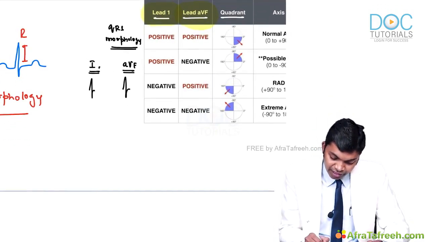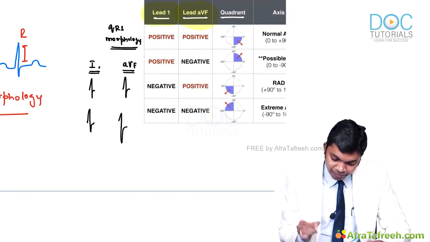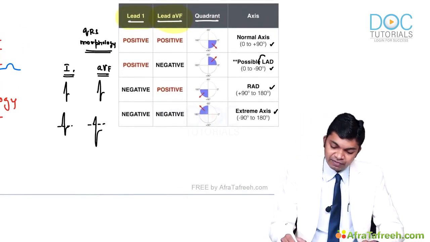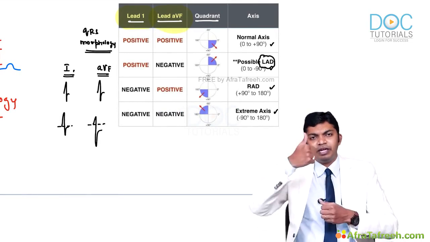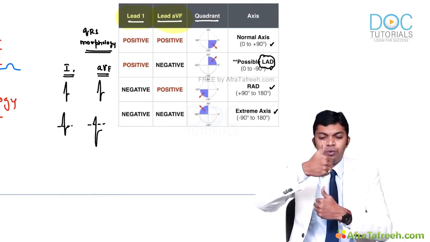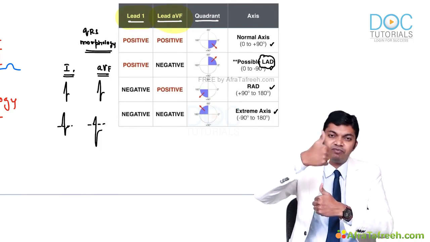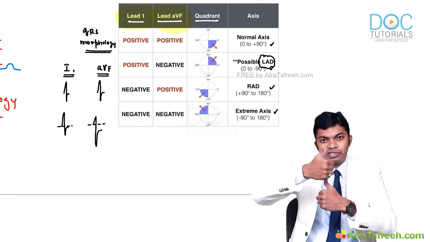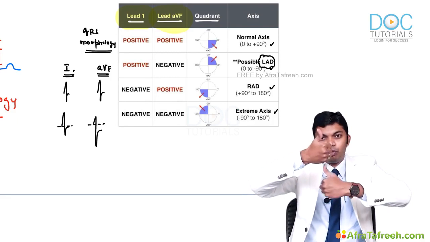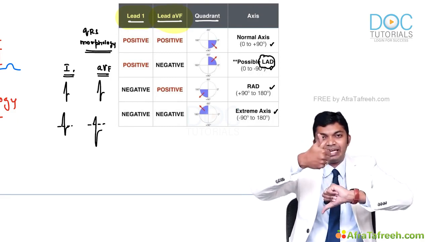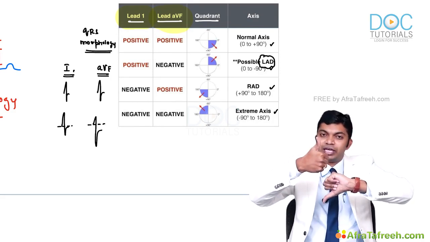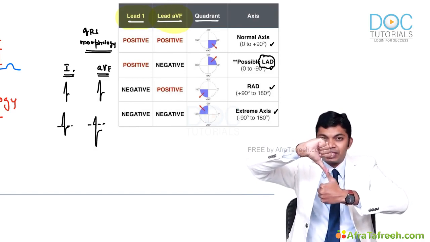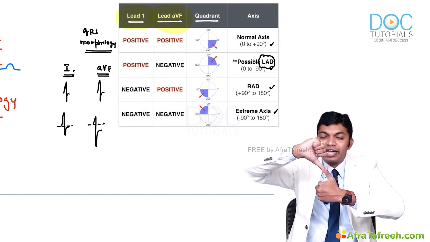If QRS is positive in lead 1 and negative in AVF, it is left axis deviation. We know that, right? Lead 1, AVF. If both lead 1 and AVF are upright, this is normal axis. If lead 1 shows positive and AVF shows negative, both these fingers are leaving. So, this is L, left axis deviation. On the other hand, if AVF is upright and lead 1 is downright, these two fingers are touching each other. This is right axis deviation.